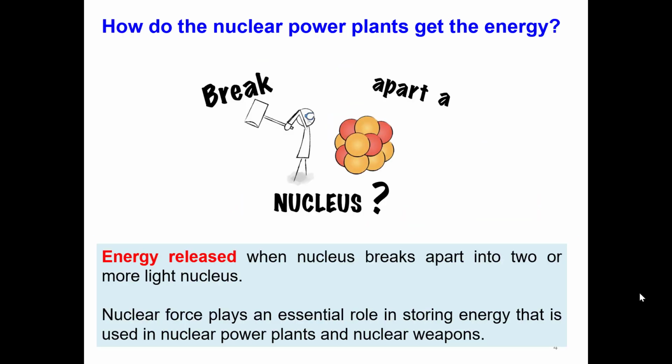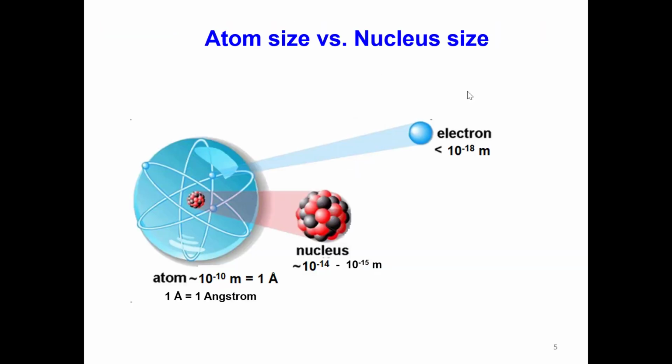Now we can answer the question, how do nuclear power plants get the energy? Nuclear energy is potential energy stored inside the nucleus of an atom. When the nucleus breaks into two or more lighter nuclei, this energy is released. The energy of one nucleus is a small amount, but the energy generated by billions of nuclei is a significant amount of energy. So the nuclear force plays an essential role in storing energy that is used in nuclear power plants and nuclear weapons.